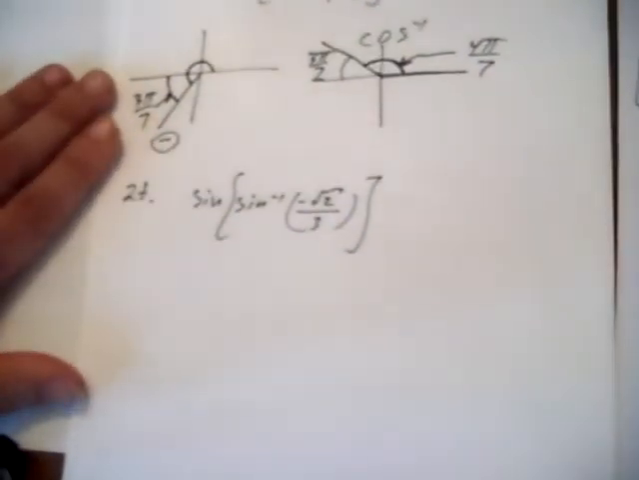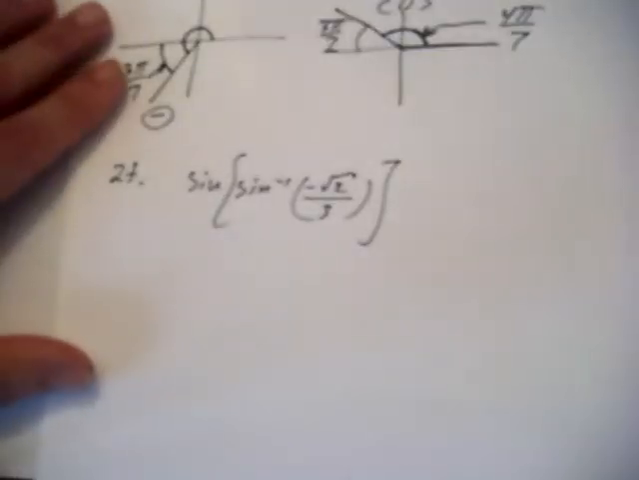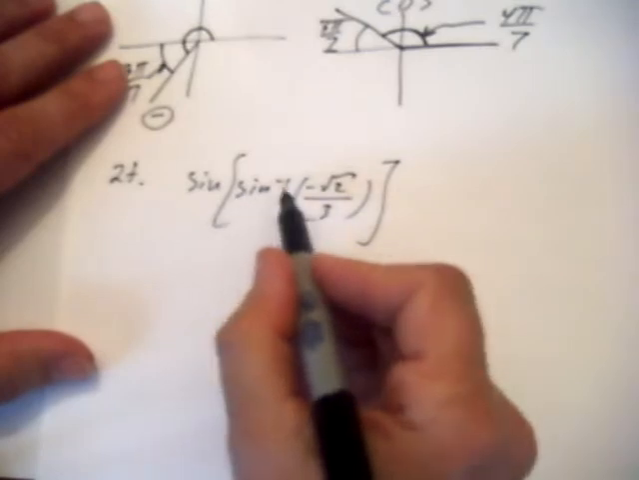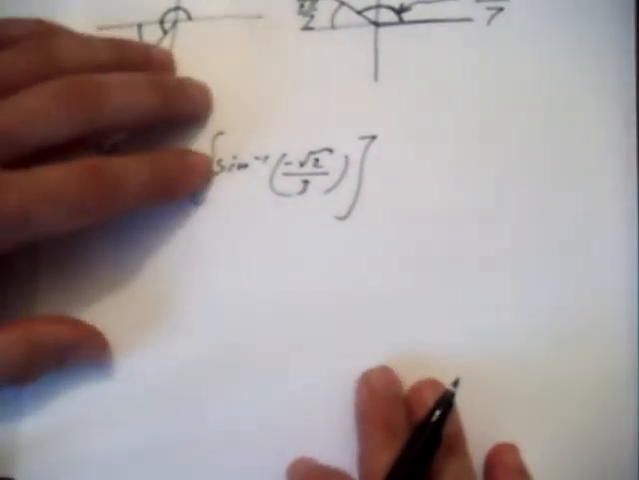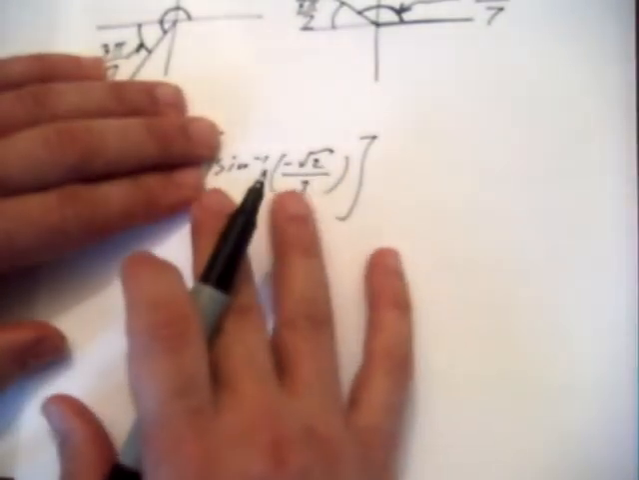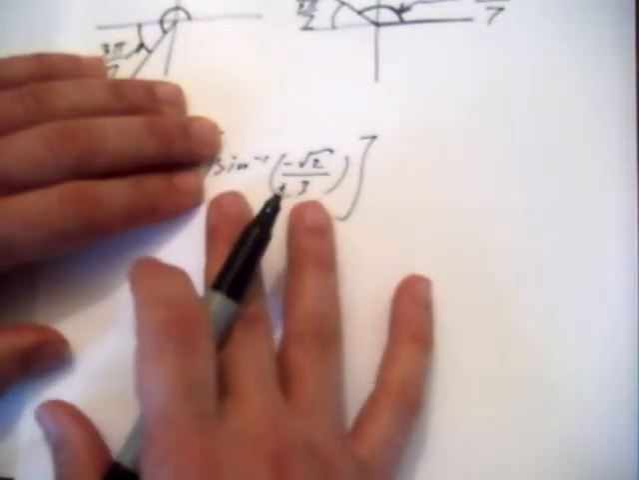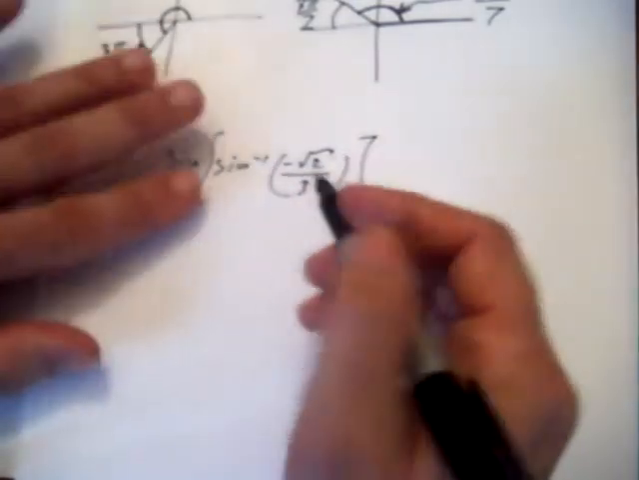All right, 2F. Sine inverse of negative square root of 2 over 3. Again, the inverse is inside, so we have to think about what we have here. Is this possible? Well, yeah.